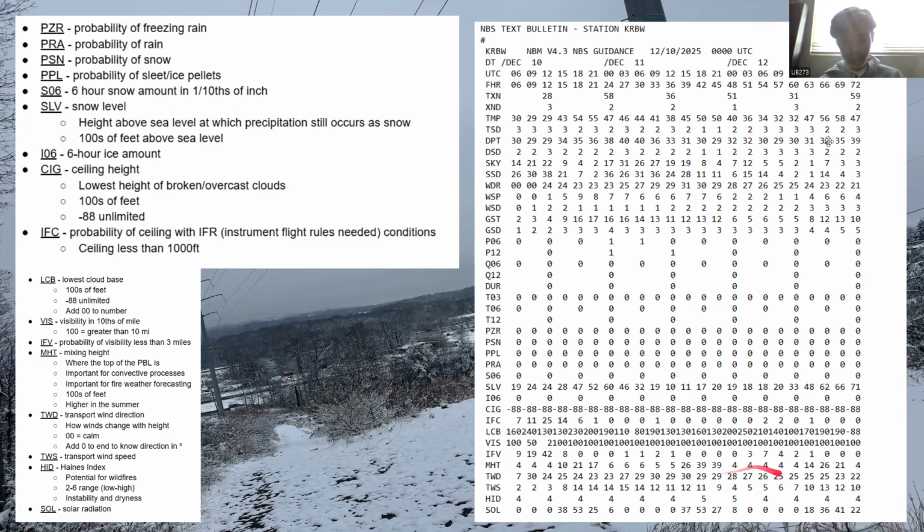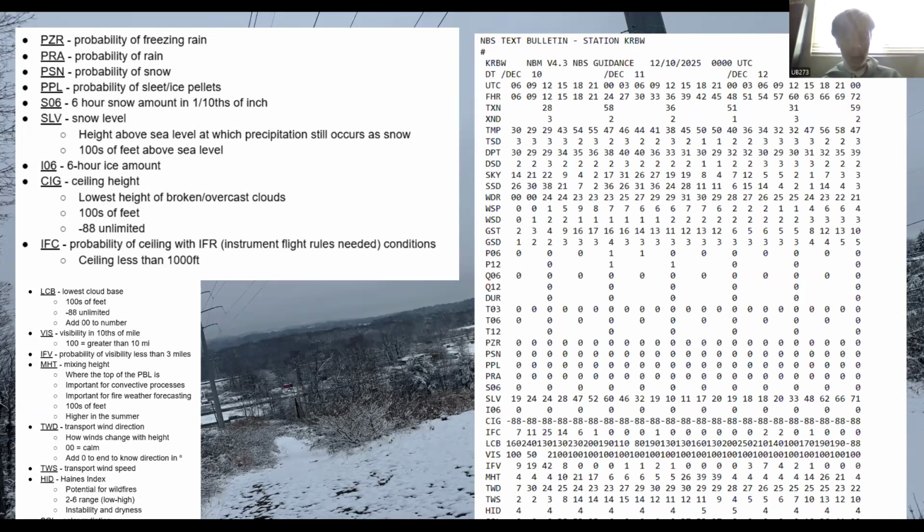Then IFV is the probability of a visibility less than 3 miles, and very low probabilities in that case. Now here, this is 2.1 miles. So we have here a higher IFV. That makes sense.